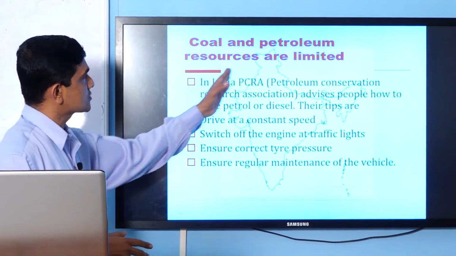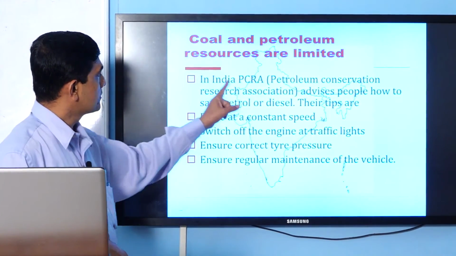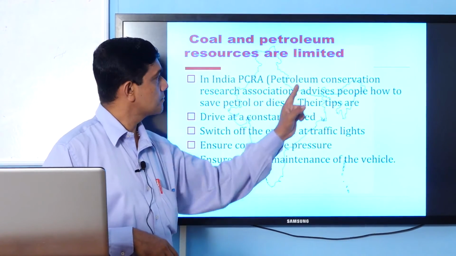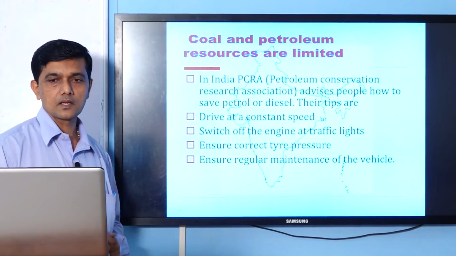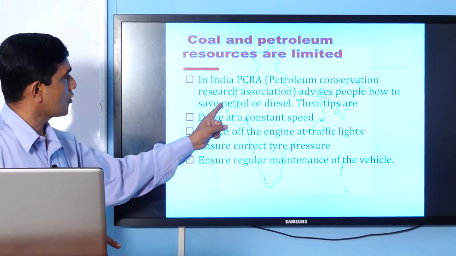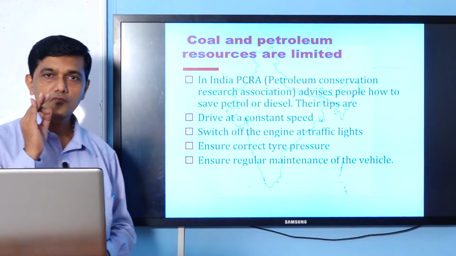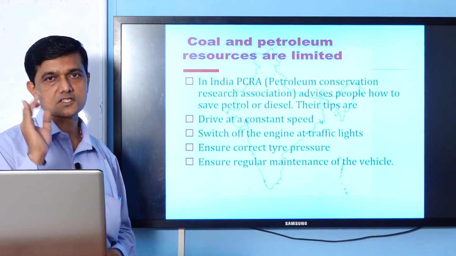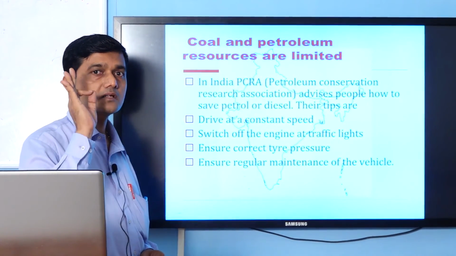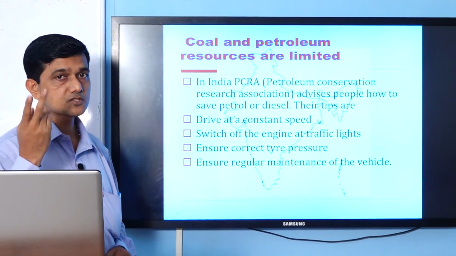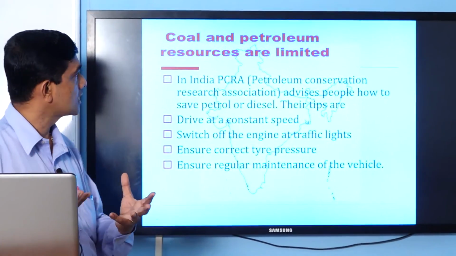Coal and petroleum resources are limited. In India, PCRA, the Petroleum Conservation Research Association, advises people how to save petrol or diesel. Their tips are: first one, drive at a constant speed. Don't go in overspeed or very slow. These two extremes may consume a lot of petroleum fuel.